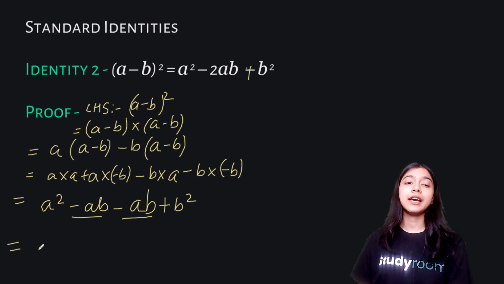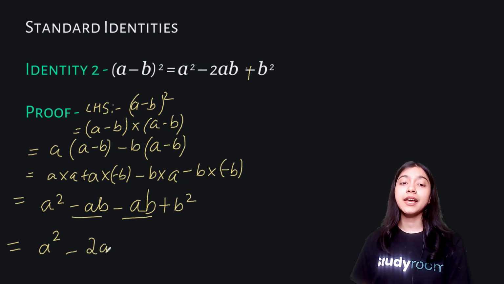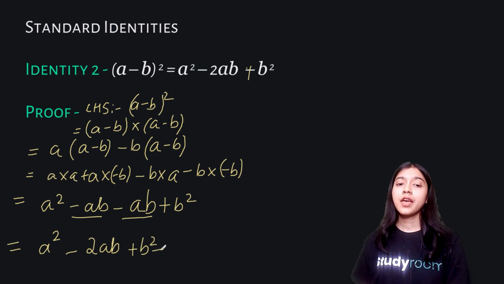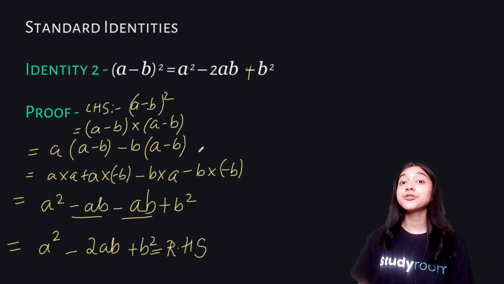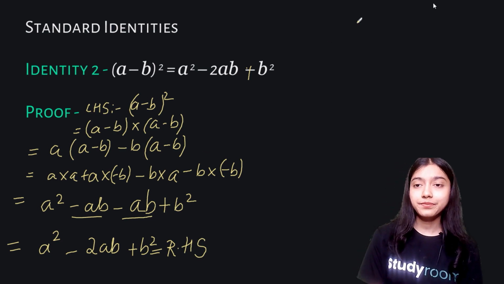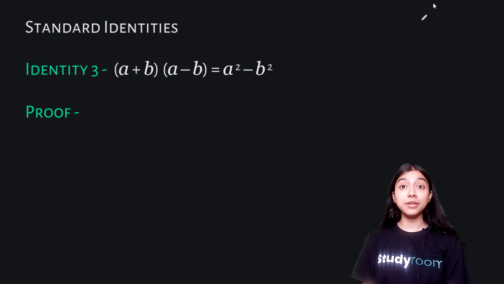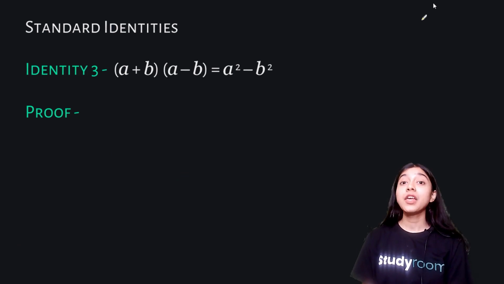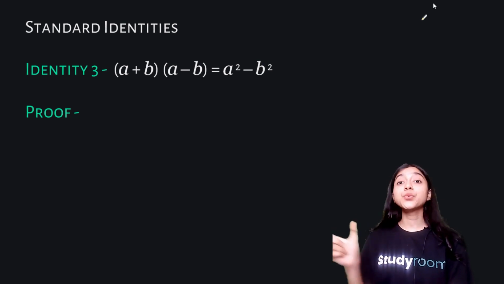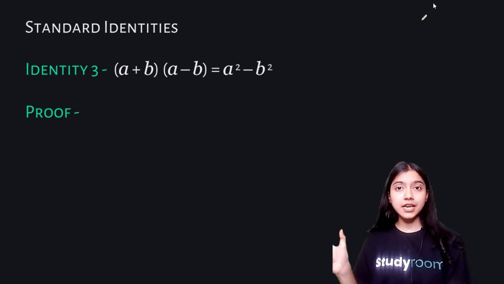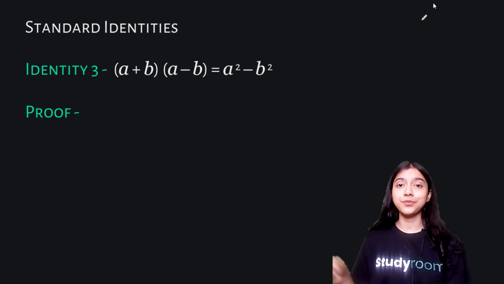So ultimately we have a square as the first term, minus of 2 times ab as the second term, and plus of b square as the third term. I think this is the RHS that we got. So yeah, this is the second identity that you have to memorize. The third identity that I'll be teaching you is an interesting one. And the identity is a plus b multiplied with a minus b gives us a square minus of b square.